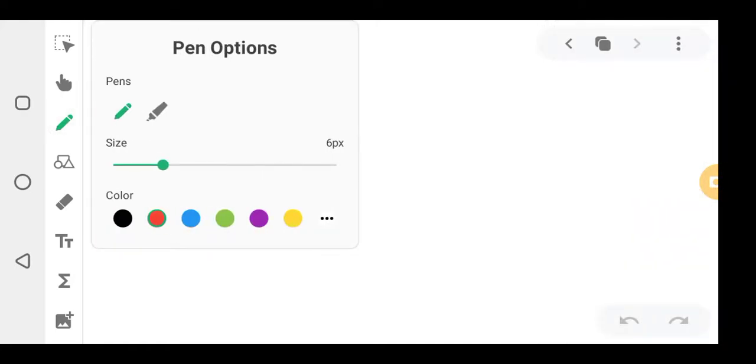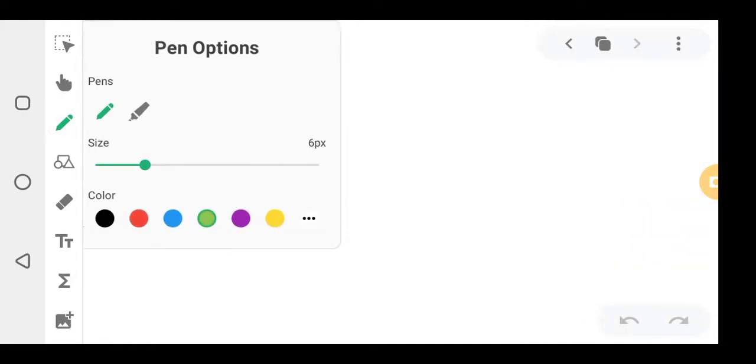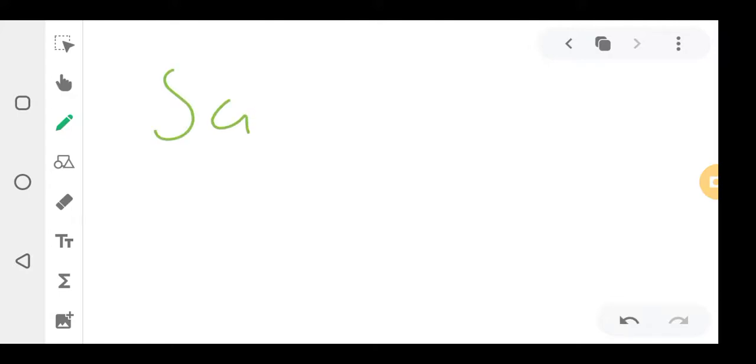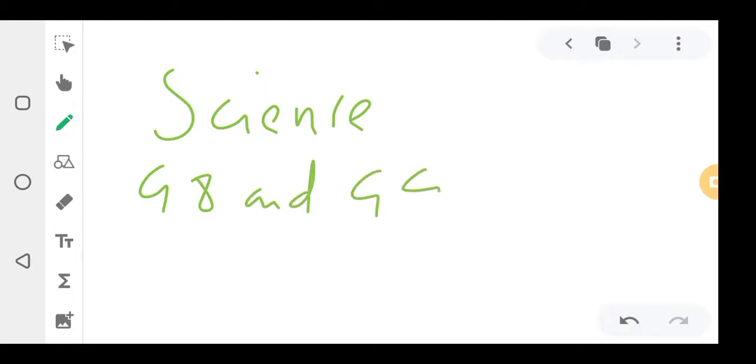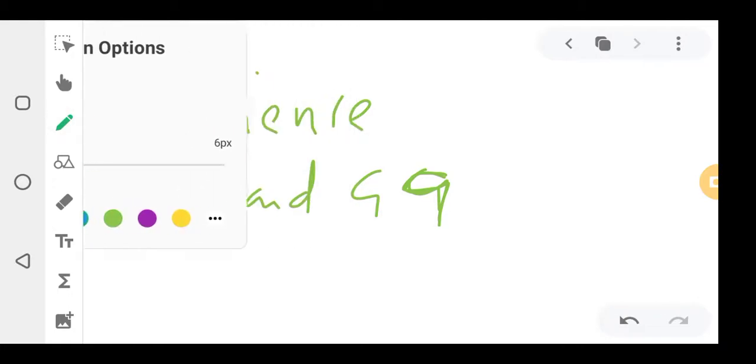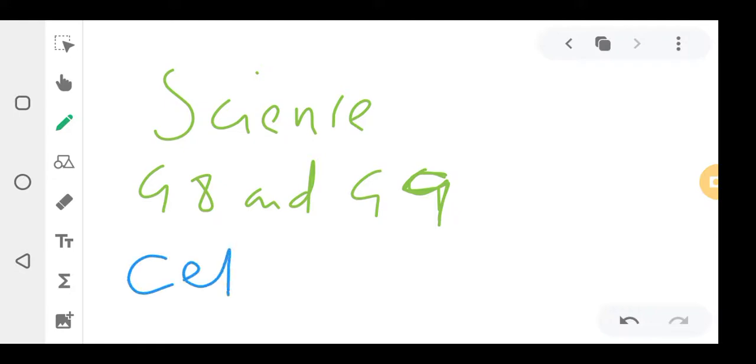Okay, let's go straight into the lessons. Today's lesson in science for the grade 8 and the grade 9s is a topic called cells. That's what we're going to be looking at.